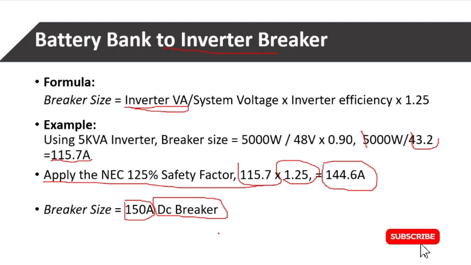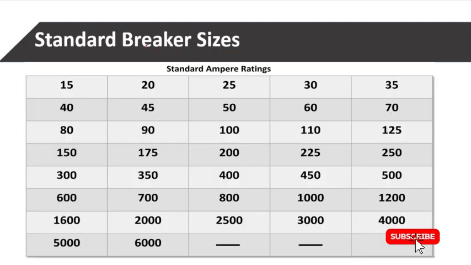Because the current between your inverter and your battery bank is a DC current, we are installing a DC breaker here, not an AC breaker. Please take note of this. Do not forget. The standard breaker size here is 150. As you can see, we are installing it. This size is available here, 150. So we are installing a 150 amps DC breaker between our battery bank and our inverter.